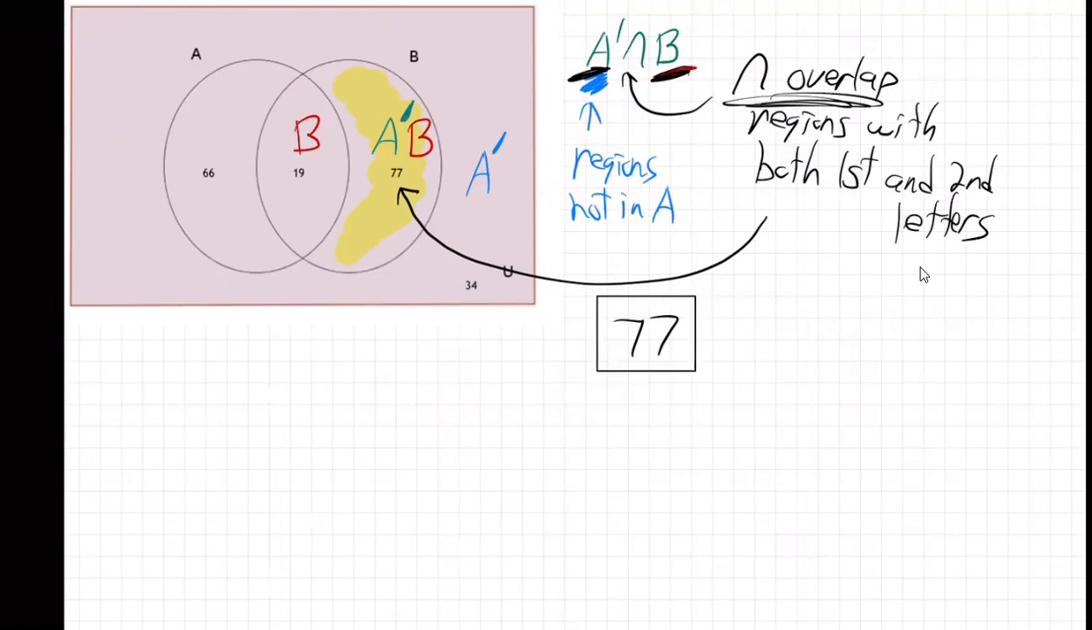Because that's where you have both the A complement and the B. That's the only region where they overlap, where you've got both the A complement and the B occurring. So it's just the 77. All right, let's go on. Questions on that one? Feel free to speak up or put stuff in the chat box.